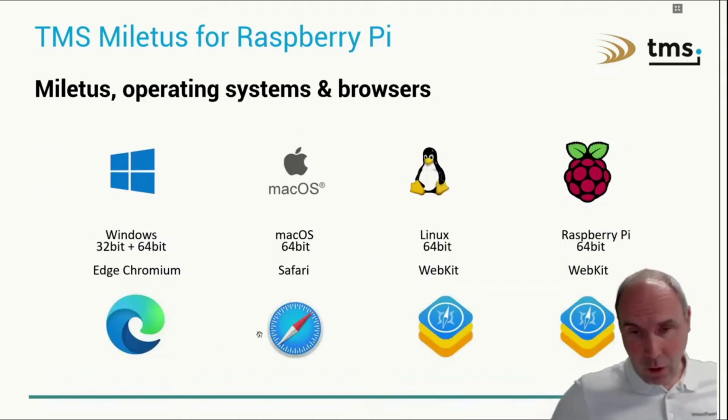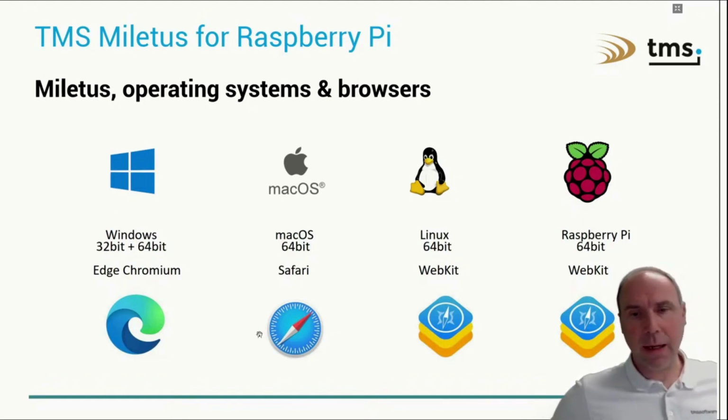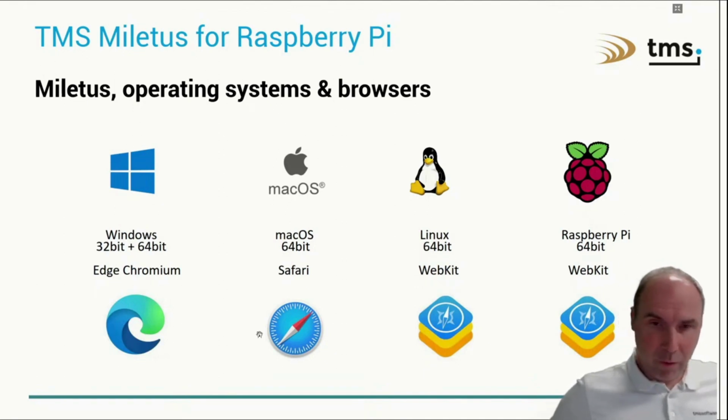If we look at how Miletus works, how it is architected, it is, as I mentioned, architected using an embedded browser in which your application runs. And looking at that embedded browser, here is an overview of what the browser is in each of these cases. On the Windows operating system, we have the Edge Chromium browser. On macOS, we use the natively available Safari browser. On Linux, this is the WebKit browser, and the same applies to Raspberry Pi, where WebKit is also the default browser.